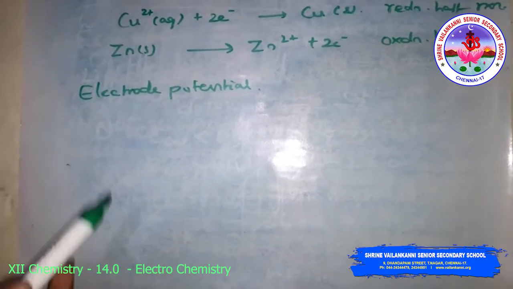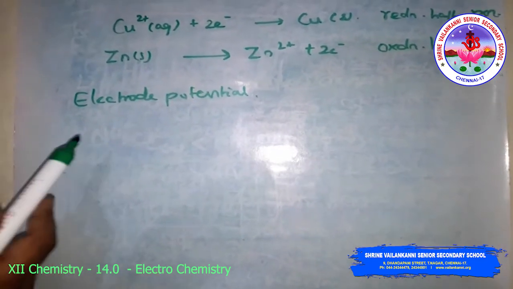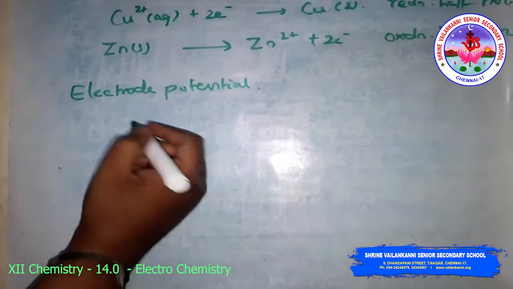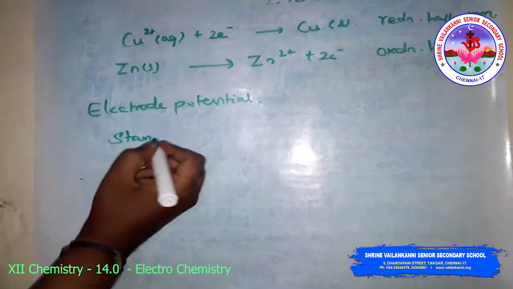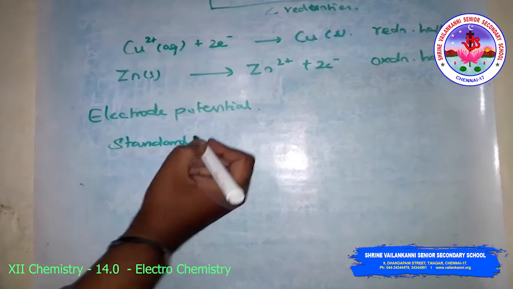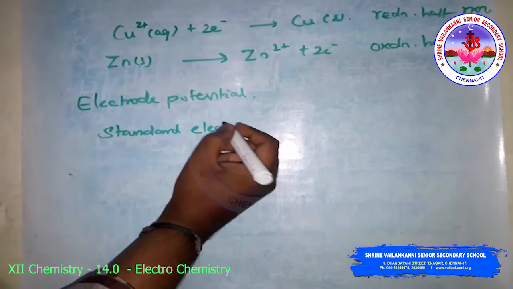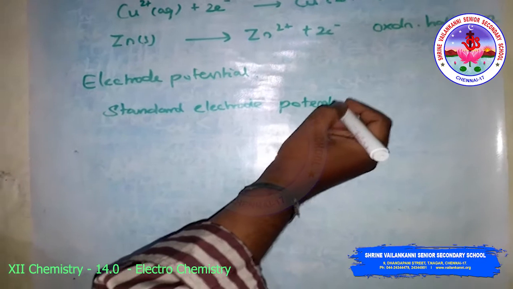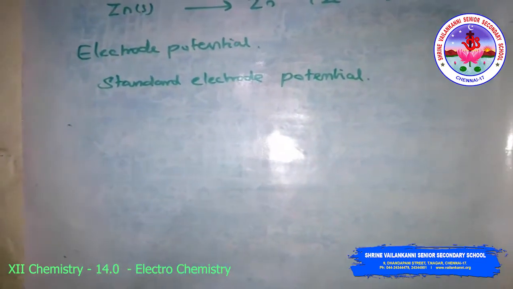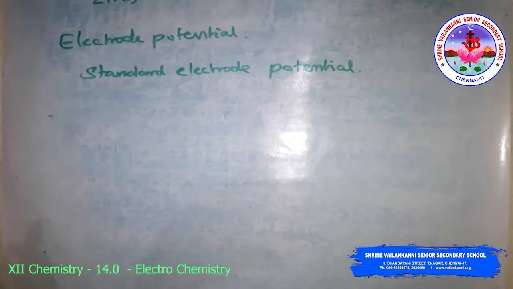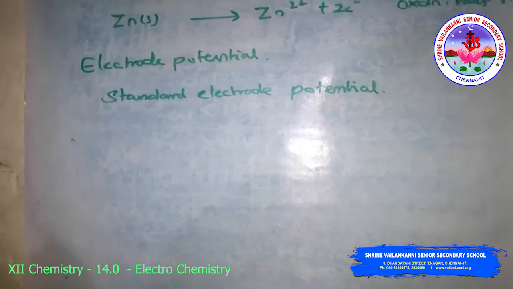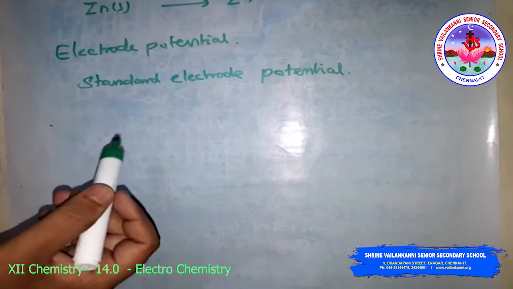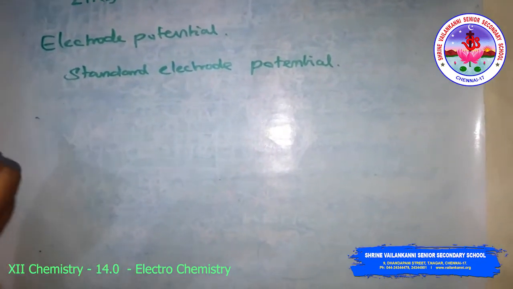When the concentration of all species involved in the half cell is unity, the electrode potential is known as standard electrode potential. The standard electrode potential for reduction is called the standard reduction potential.